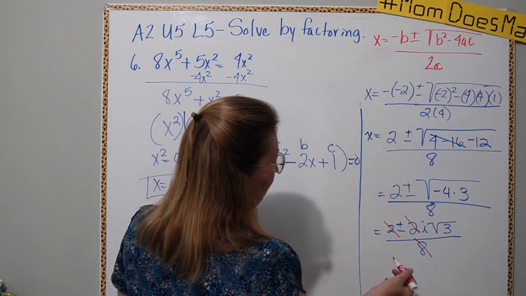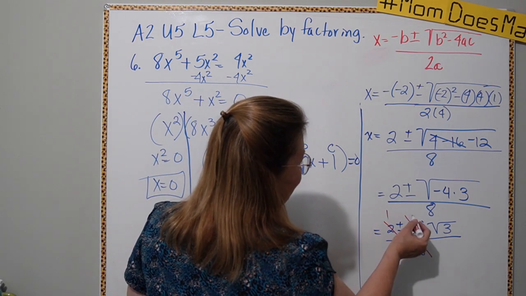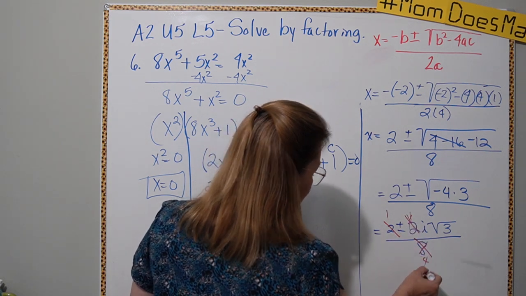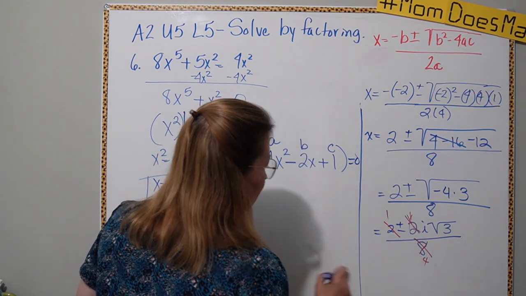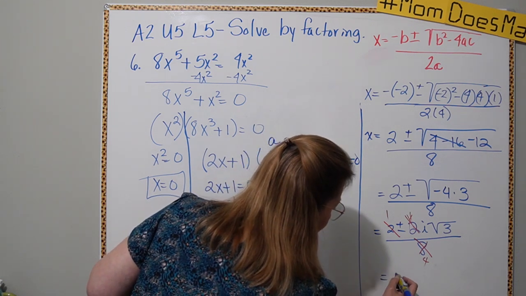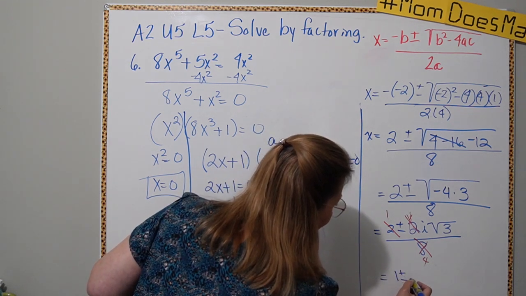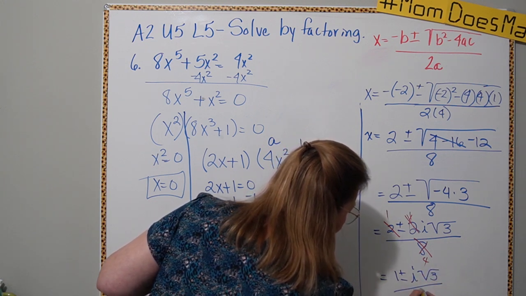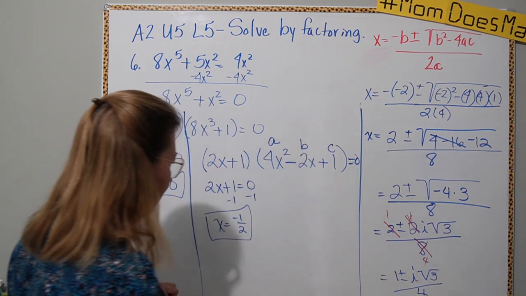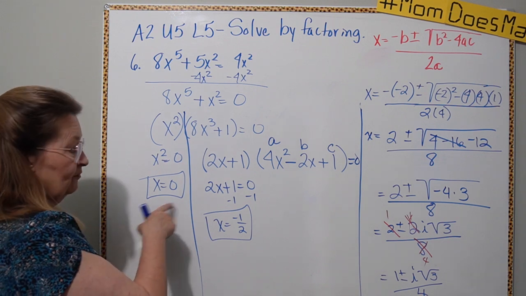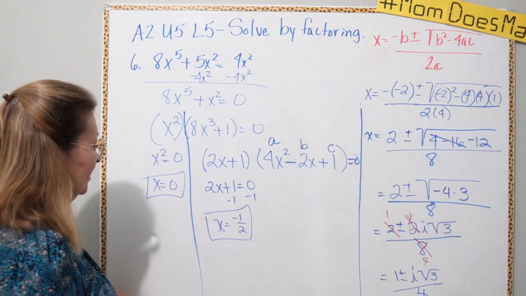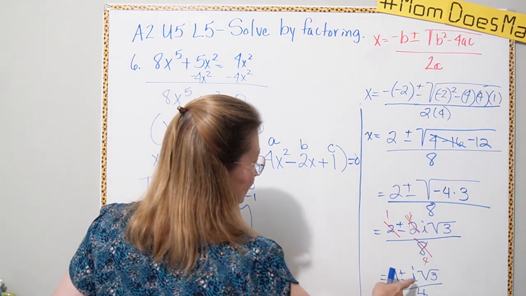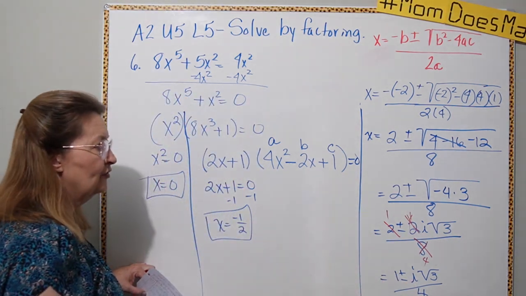So 2 will go into all of them. This is going to be 1. Since this is 1, I don't really have to have it, and when I divide 8 by 2, I get 4. So now my cleaned up answer is 1 plus or minus i square root of 3 over 4. Okay, so I have 4 answers since that's plus or minus: 0, negative 1/2, and 1 plus or minus i square root of 3 over 4.